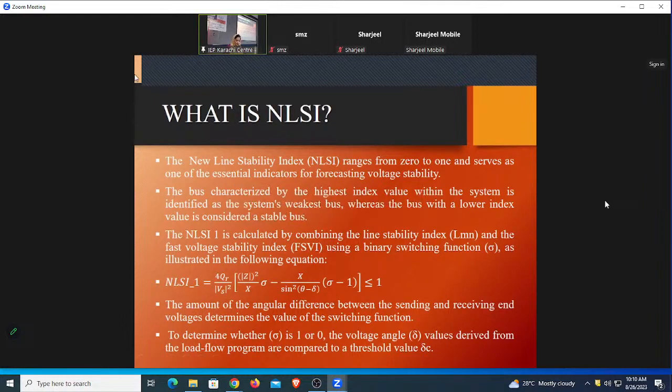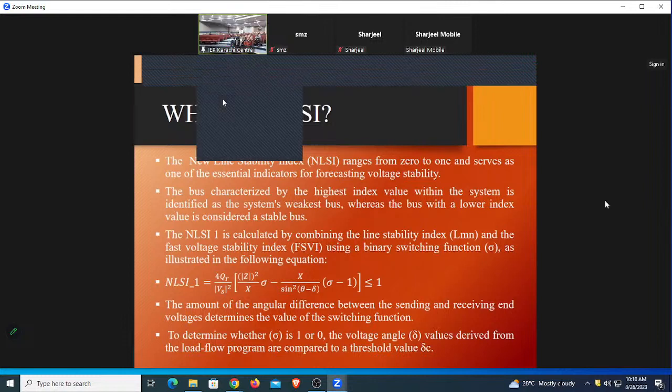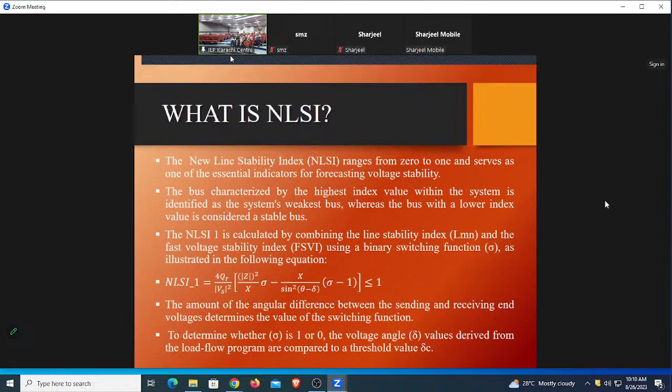Forecasting voltage stability. In NLSI, the bus characterized by the highest index value, that is, if the value of NLSI is close to 1, then that bus is referred to as the system's weakest bus, whereas a bus with a lower index value, that is, if the value of NLSI is close to 0, is regarded as the system's stable bus. The NLSI is calculated by combining the line stability index LMN and the fast voltage stability index FVSI using a binary switching function as illustrated in the following equation.